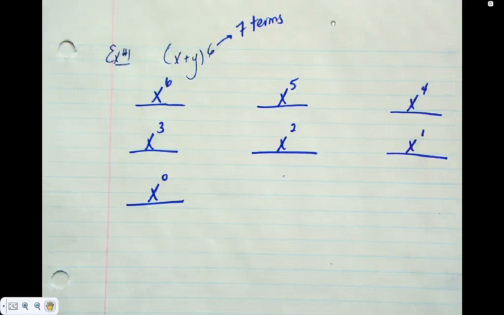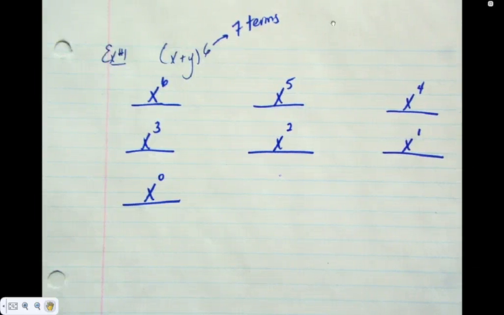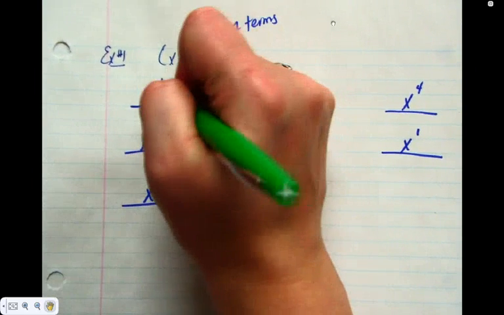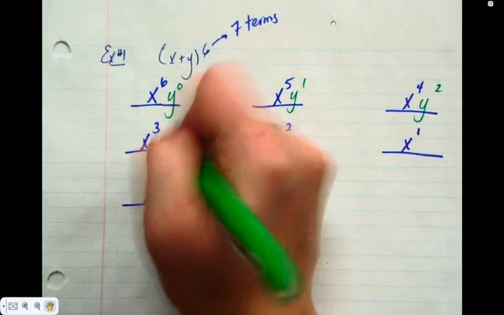And I'm going to switch colors now, and I'm going to do the y piece. And y is the opposite. It starts with 0 and goes all the way up to n. So I'm going to have y to the 0, y to the 1, y to the 2, etc.